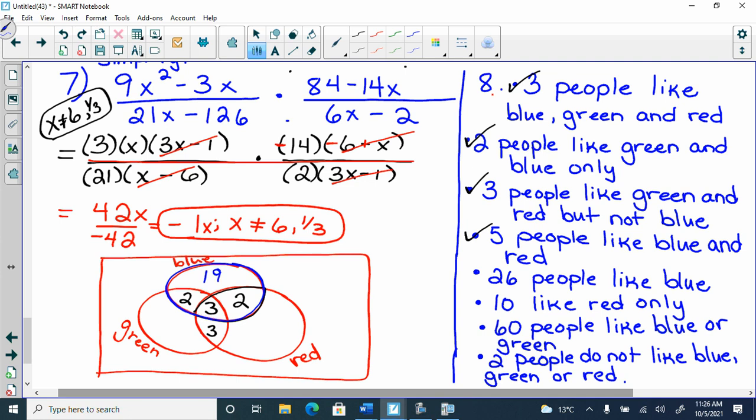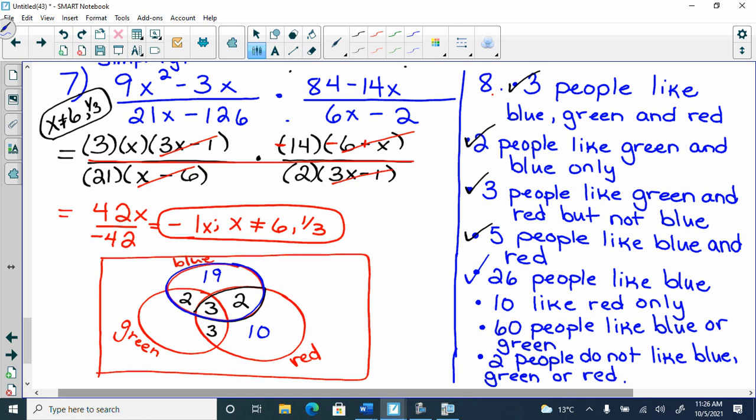Thought I heard someone say 13. Okay. 10 people like red only. Oh, the word only. Faux shame. If it has the word only, I will not subtract, correct? So 10 people like red only. I go to my little red only spot and go put my little pen there. I don't go subtracting because it says only.